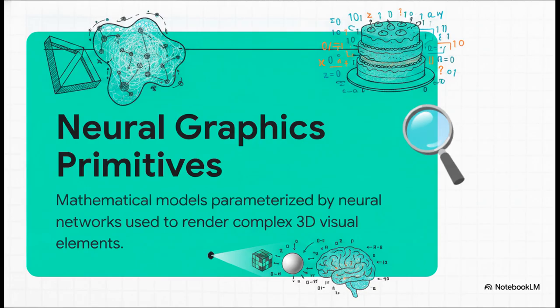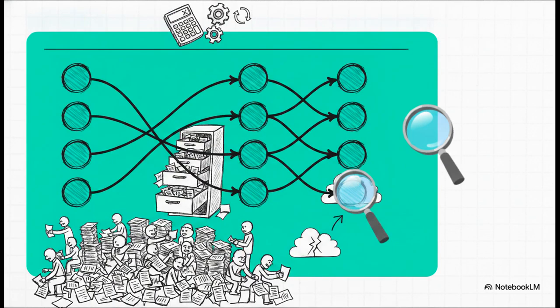The neural network's weights act as a compressed, continuous representation of the entire 3D scene. The beauty of NGPs is their ability to represent incredibly complex, photorealistic details without storing gigabytes of raw mesh data. The challenge, however, has always been the immense computational cost of constantly querying that network for every single pixel. And that brings us to the architecture traditionally used to parameterize these NGPs, fully connected neural networks.